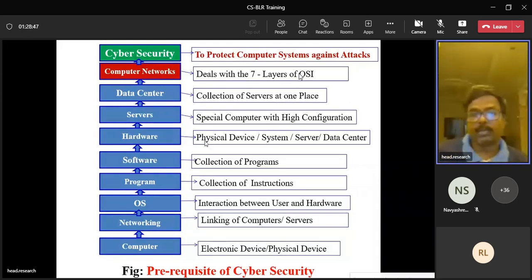Then program. What is meant by program? A program is a collection of instructions. What is software? A collection of programs is called software. What is hardware? Hardware is a physical device which can be touched, maybe a system, server or data center. A server is a special computer with a high computing configuration.